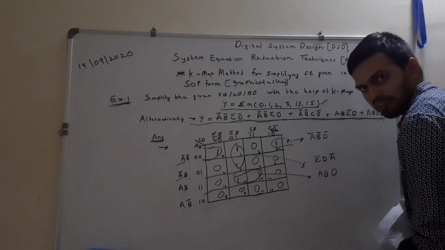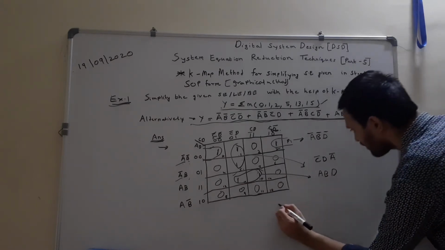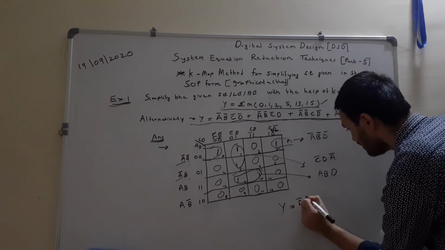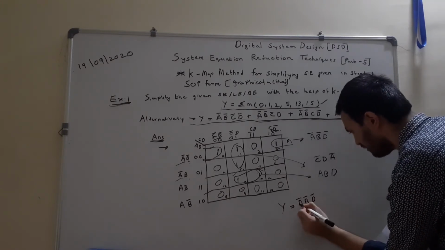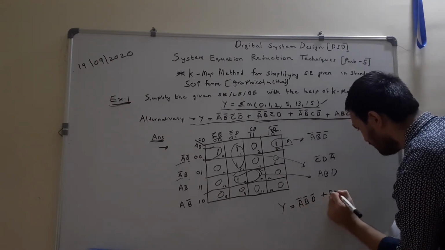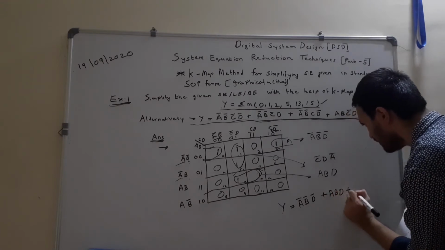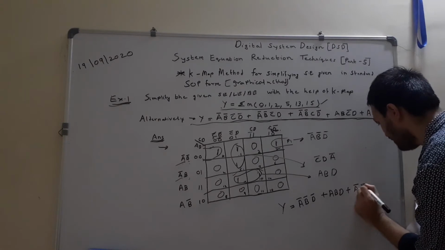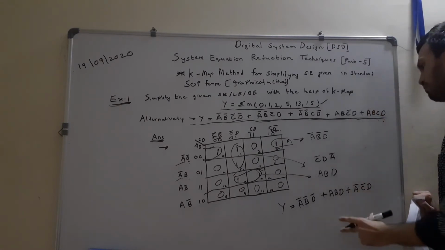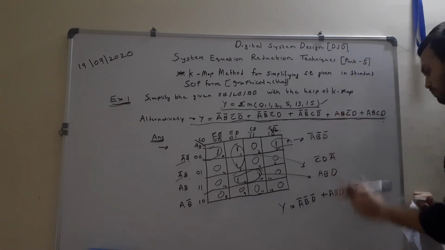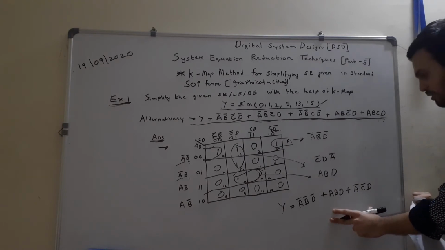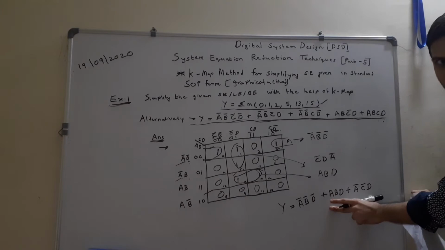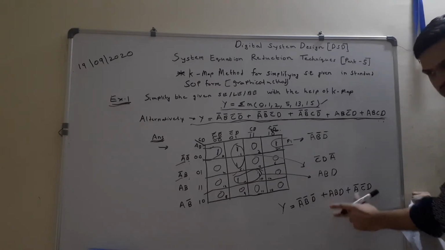So your final answer after simplification is Y equals A bar B bar D bar plus ABD plus A bar C bar D. So this is how you get a simplified expression. From this expression we got this particular expression. So this is the minimized equation. That's the reason it is also called the system minimization technique.